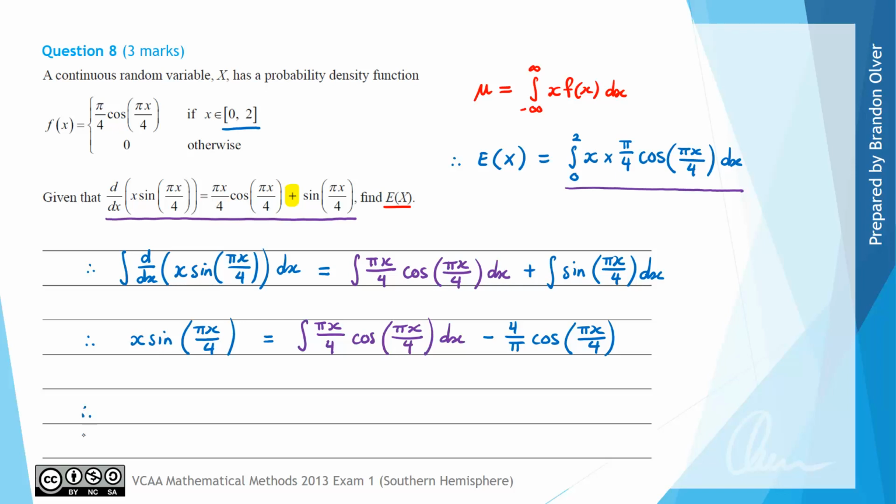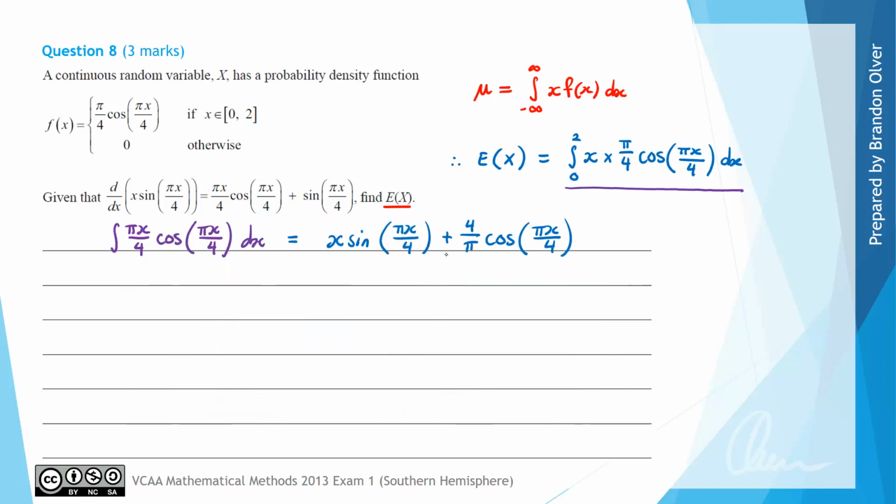To wrap up our working on this page, we now know that the integral of pi x over 4 times cos of pi x over 4 with respect to x is equal to x times sine of pi x over 4, and then we're going to add across this term that's still on the right hand side, so it's going to be plus 4 on pi times cos of pi x over 4. So that is the antiderivative, which we'll now use to calculate the expected value of x.